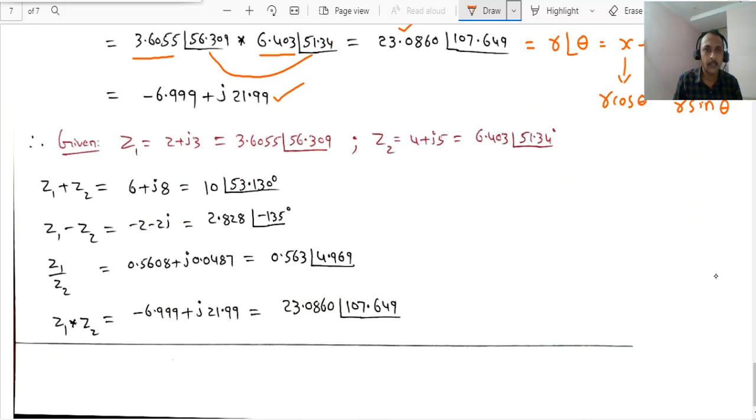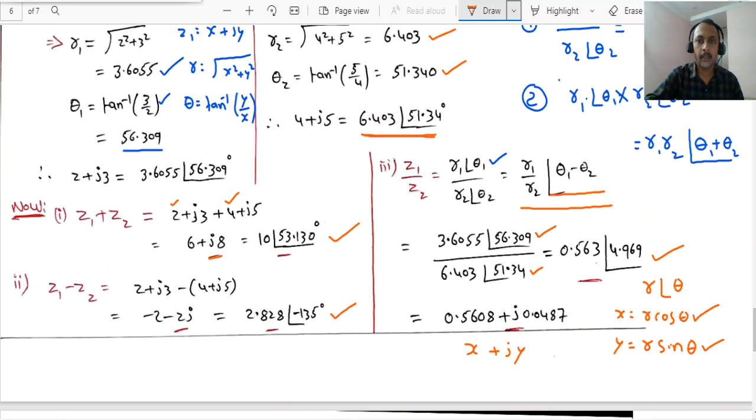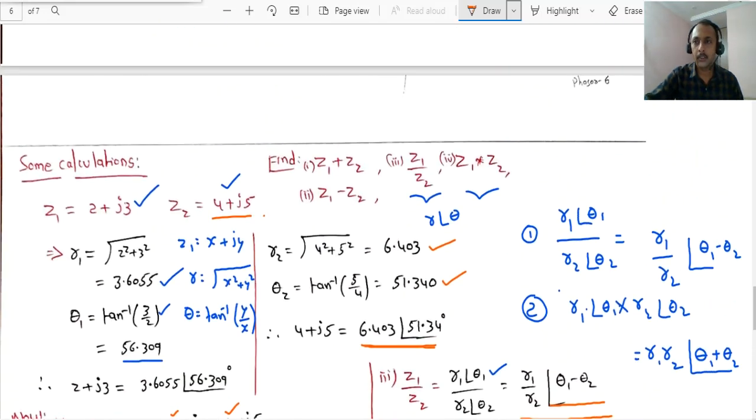Now one more thing, for example, Z1, Z2. Therefore, the final answers are: Z1 plus Z2 equals 6 plus j8. Z1 minus Z2 we got as minus 2 minus 2j. Z1 by Z2 is 0.5608 plus j0.0487. Z1 into Z2 is minus 6.399 plus j21.99. This is how we have to do the transformation. Clear?